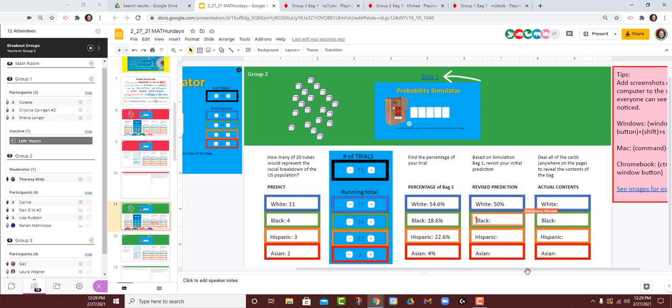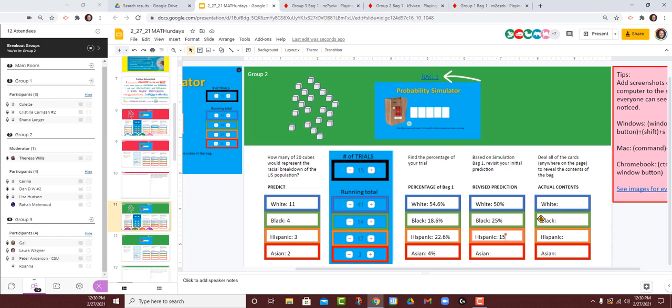Hey, group 2, this is looking great. Now that you have your percentages from your trial, in this column you're working on now, you'll want this to be the 20 cubes again. So are you going to stick with 11, 4, 3, and 2? Or are you going to change those numbers in your revised prediction?